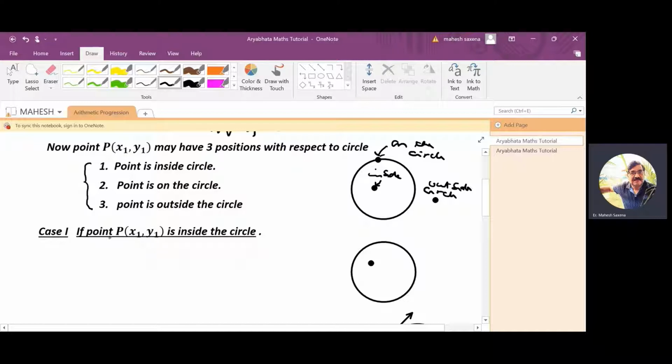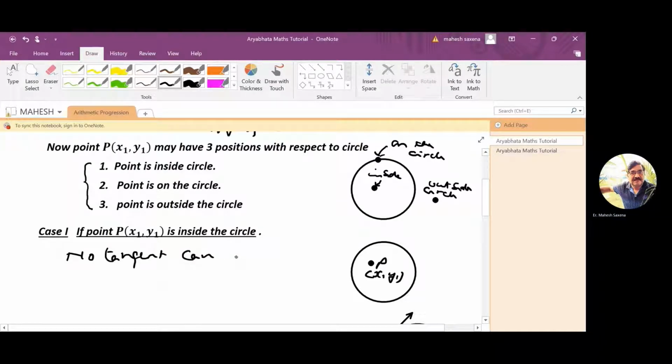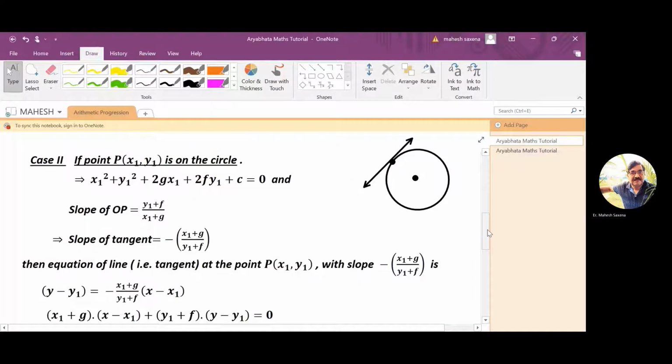Case 1, when point P(x1, y1) is inside the circle. If point P is inside the circle, therefore no tangent can be drawn. Now we take the second position.